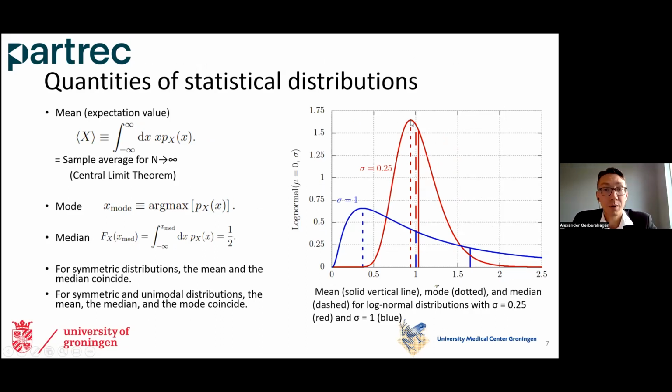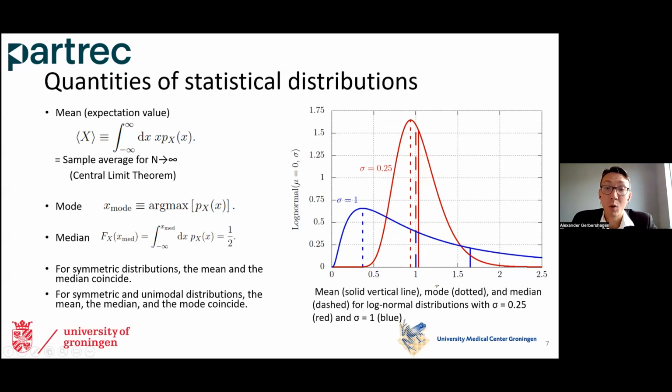Where does the curve have a maximum? A derivative of this probability distribution function has a 0 there. And then you have a median. Median means that 50% of entries are below this value, and 50% of entries are above this value. Okay, and as you can see, the mean, the mode, and the median can be very different.